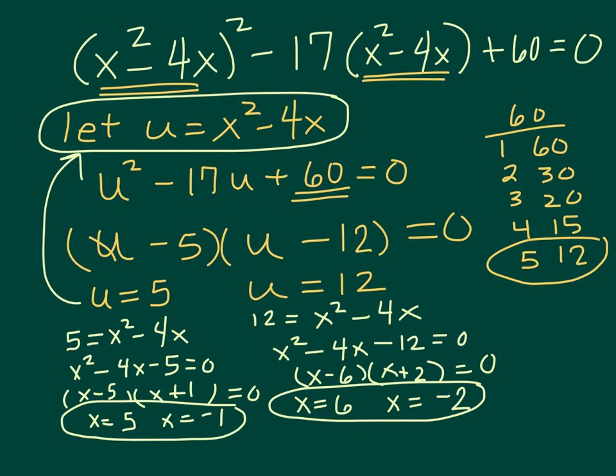So for the last 2 examples, you've noticed that we've gotten 4 answers. That is not always the case, but in this case, if you look here at the beginning, if we had multiplied this out, we would have had an x to the 4th power, and that's a good clue that we might get 4 answers.